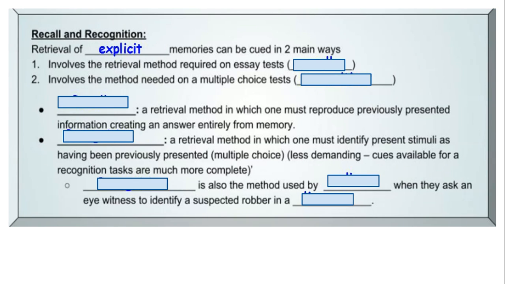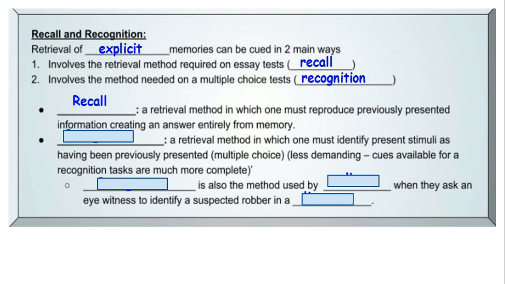So recall and recognition. The retrieval of explicit memories can be cued a couple different ways. First involves retrieval of required items, like for an essay test. That's called recall. The other involves a method needed like a multiple choice test, and that's what we would call recognition. So recall as a retrieval method is one in which you reproduce previously presented information by creating an answer entirely from memory.